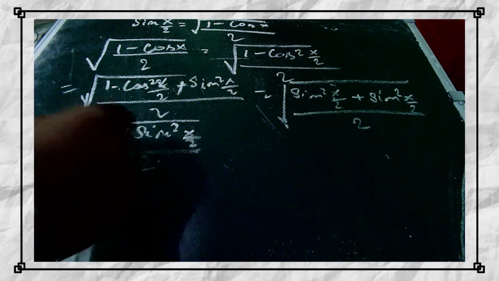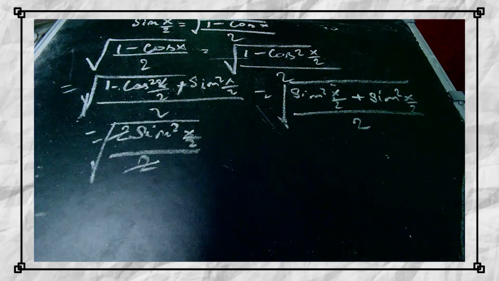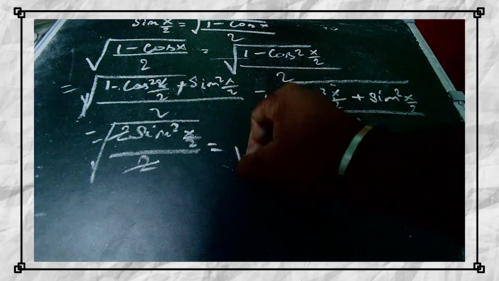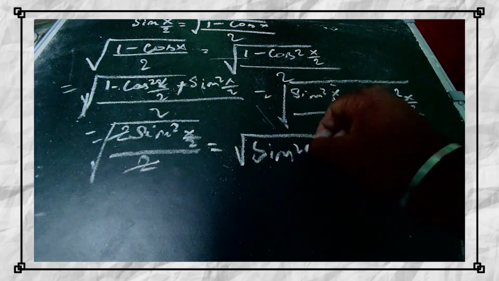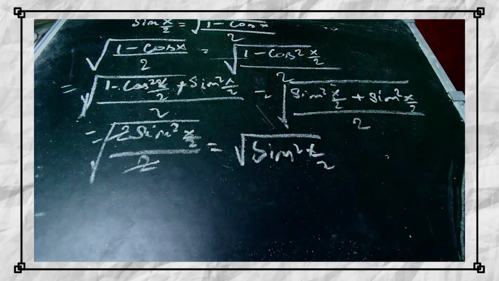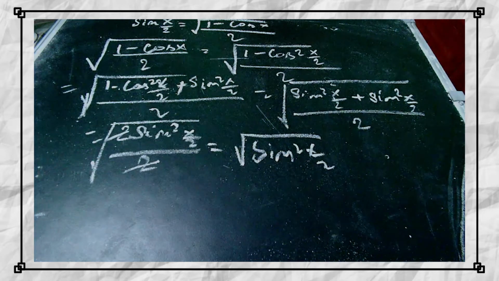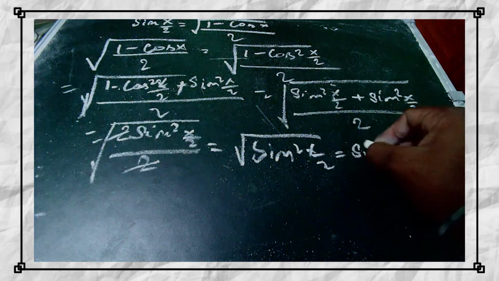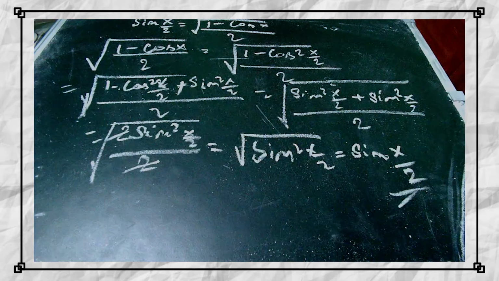So in the denominator and numerator there are 2, these will get cancelled, and what we'll get is root under sine square x by 2. So this square gets cancelled because there is a root, and we'll get sine of x by 2. So this was the derivation of the formula sine of x by 2 is equal to root under (1 minus cos x) by 2. Now let's take a look at the value of cos of x by 2.